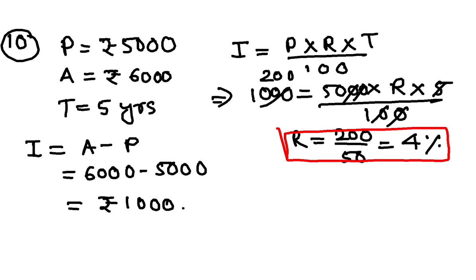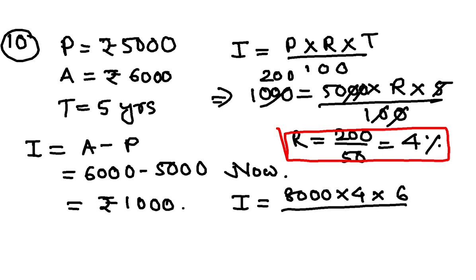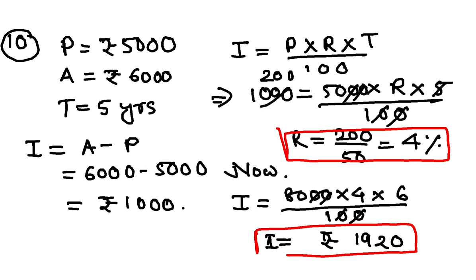Now look at the second part of the question. At the same rate, if you take principal as 8000, what will be the interest in 6 years? So now for the second part, R is 4%. So now my new interest, taking principal 8000, rate is 4 and time is now 6 years, by 100. Alright, so this I have to calculate. If you calculate this one, you will get the interest, that is 1920. That is the interest only.